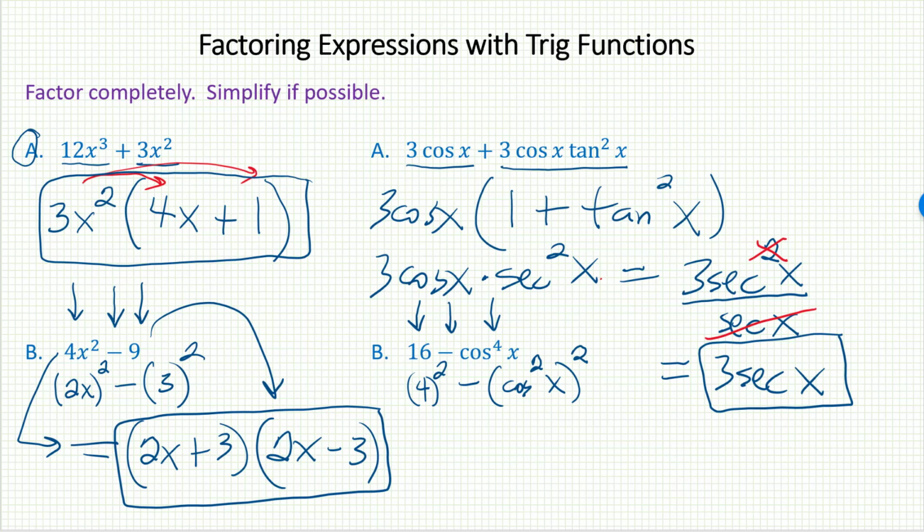Cosine squared times cosine squared would be cosine to the 4th. There'd be 4 cosines in all. That means I can use the factoring pattern. It is a plus b.